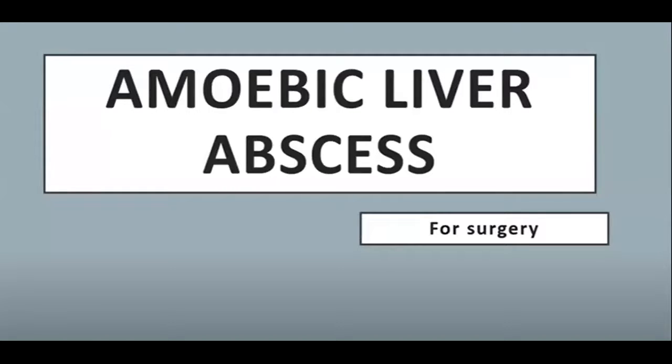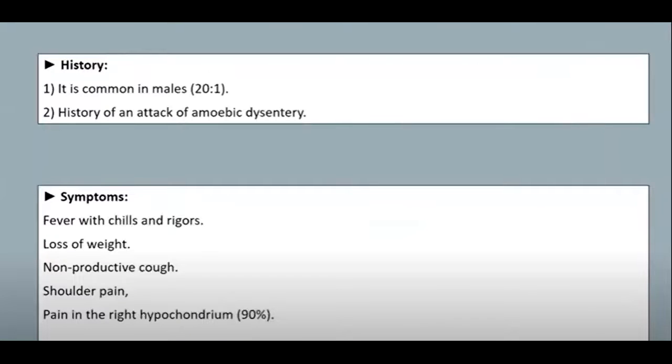Let's talk about amebic liver abscess. So, history. It is common in males, about a 20:1 ratio, and there is a history of an attack of amebic dysentery. Now, symptoms. Symptoms are fever with chills and rigors, loss of weight, non-productive cough, shoulder pain, and pain in the right hypochondrium, which is seen in about 90% of the cases.